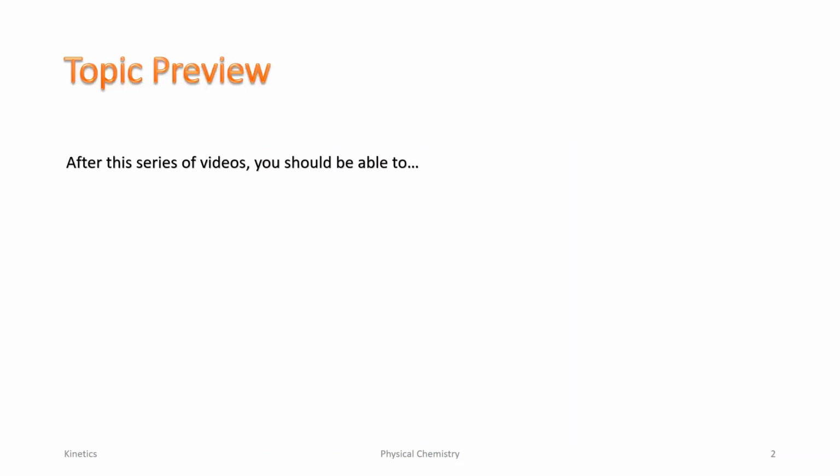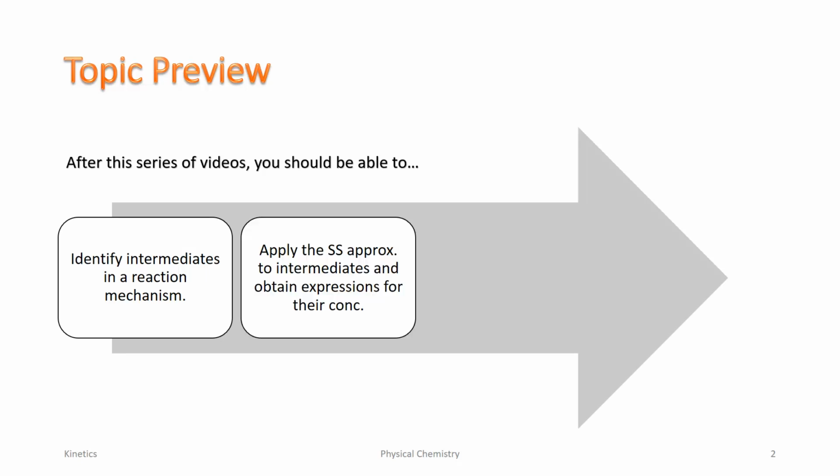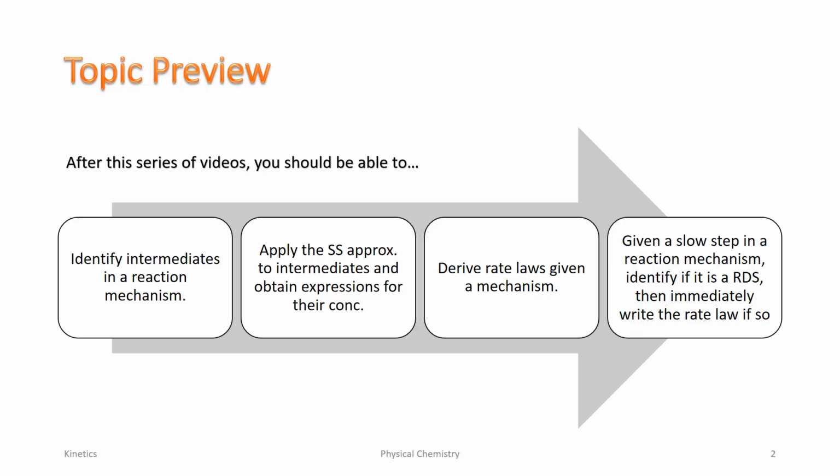After this series of videos, you should be able to identify intermediates in a reaction mechanism, apply the steady state approximation to intermediates and obtain expressions for their concentration, derive rate laws given a mechanism, and finally, given a slow step in a reaction mechanism, identify if it's a rate determining step, then immediately write the rate law if it's the case.